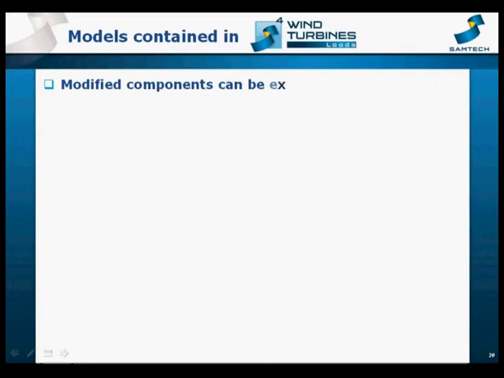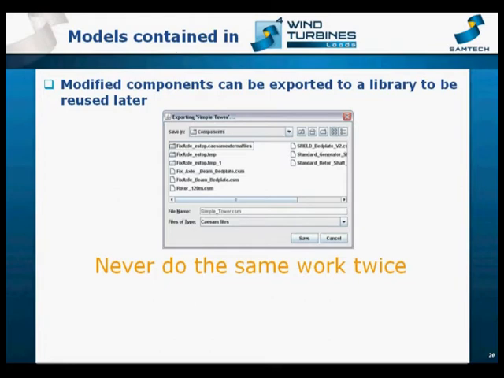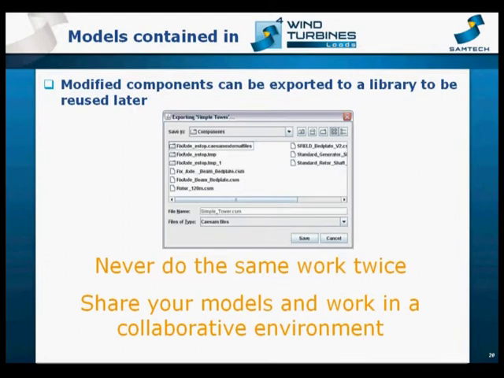Once parameters have been changed to fit the model to the real component, this model can be stored in a library to be reused later. That way, users can easily build their own library of components and have access to them easily. This library can even be shared between the team members or with partners so that everyone uses the same pool of components and works in a coherent way. Collaborative work is a must today in our highly competitive environment, and SAMSEV4 wind turbines is the right tool to do it the right way.